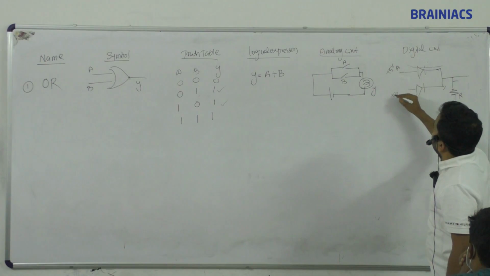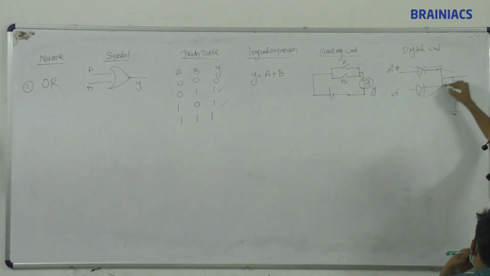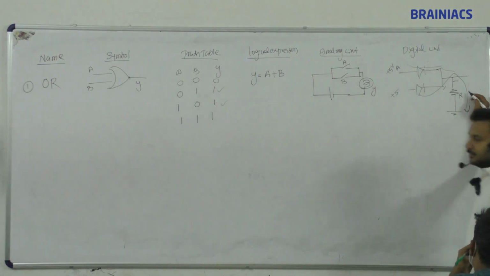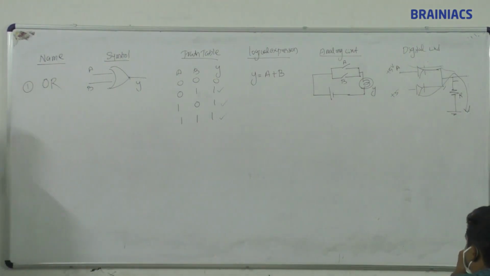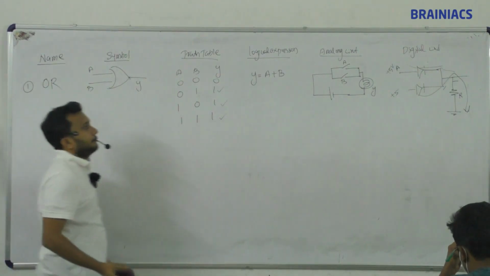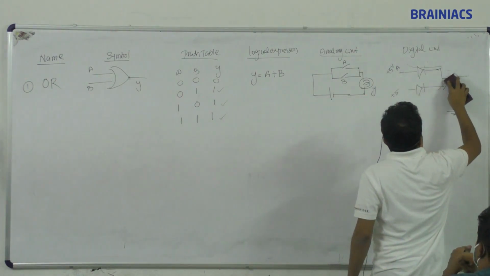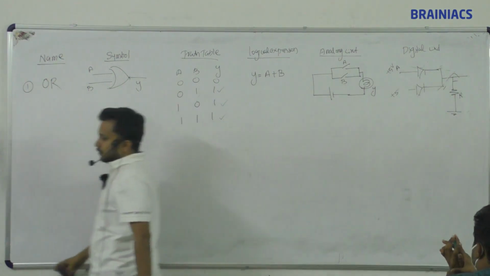Both are 5 volt. So current will come here, current will come here, both currents are joining here and going to the resistance. So I will get I into R, I will get the output voltage. That's all. Understood? OR gate realization using diode. So this you have to understand. Whenever you see 0, 0 means 0 voltage, ground.